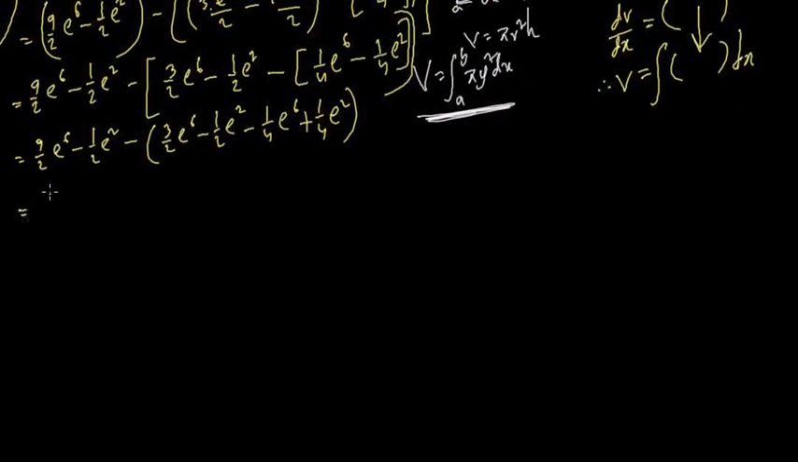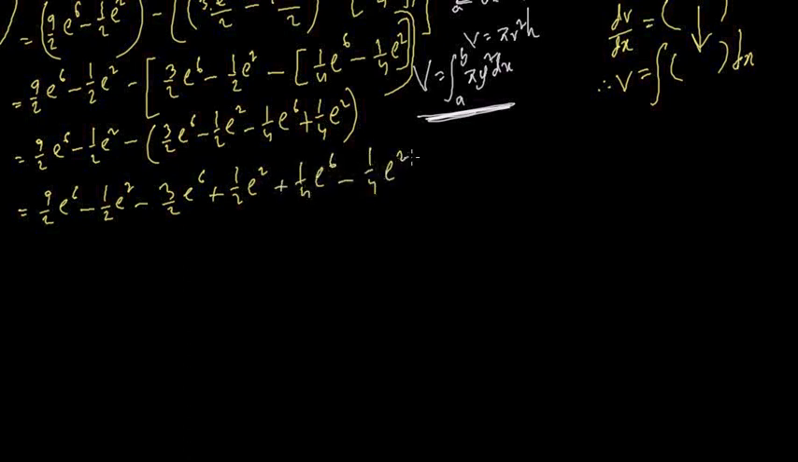Okay, now let me scroll down and finish it off. So this would be 9 by 2 e to the power 6 minus 1 by 2 e to the power 2 minus 3 by 2 e to the power 6 minus minus plus 1 by 2 e to the power 2 plus 1 by 4 e to the power 6 minus 1 by 4 e to the power 2. So this minus and this plus cancel, and the remaining is going to be, if I take e to the power 6 common from this 3, it would be 9 by 2 minus 3 by 2 plus 1 by 4 e to the power 6, and there's only 1 e to the power 2, which is 1 by 4 e to the power 2.